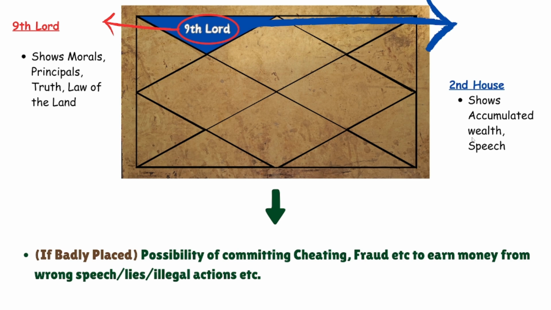Okay, so the path that you can take to get what you desire, which is maybe to be rich and wealthy, could be immoral, which might motivate you to do cheating, fraud, to earn the money. Okay, you can do lies, fake it till you make it, illegal action. So all of these things come in this placement.